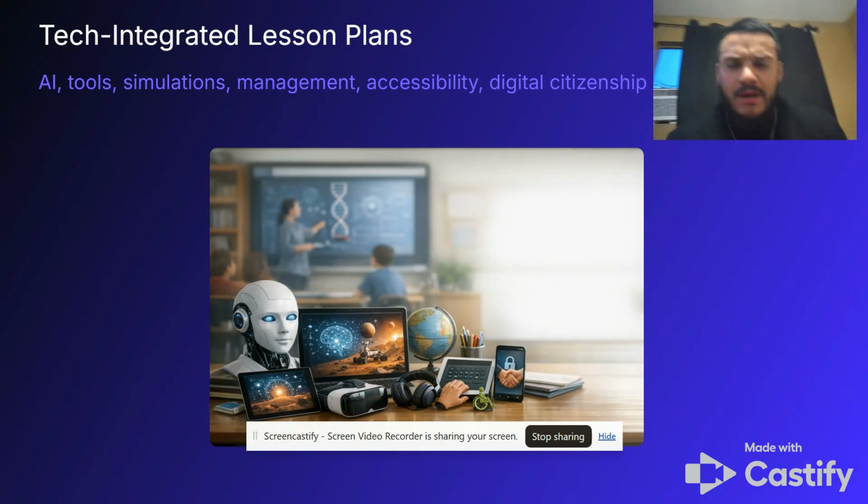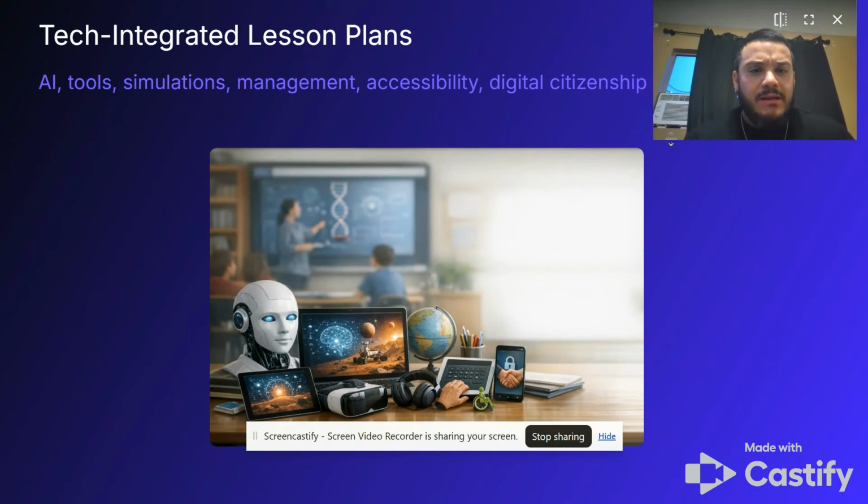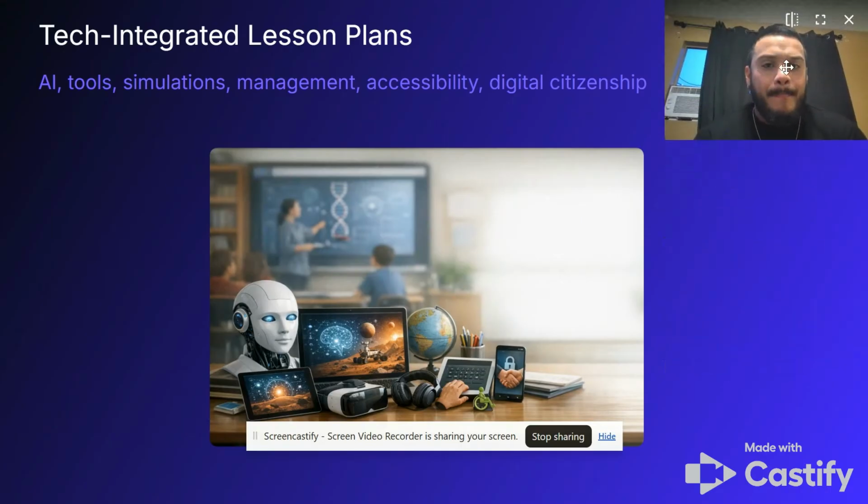For the tech integrated lesson plan, AI tools, simulation, management, and accessibility, as well as digital citizenship are going to be covered.